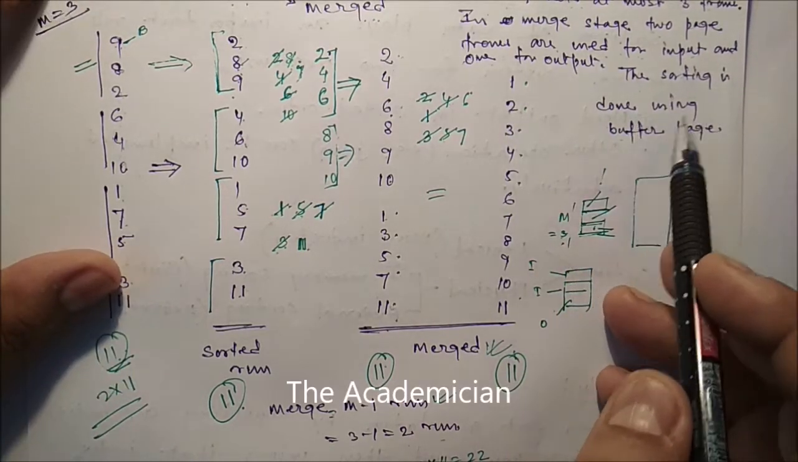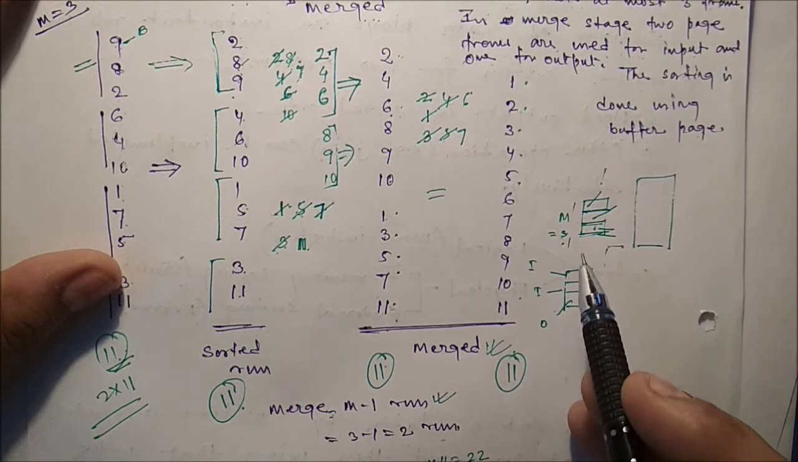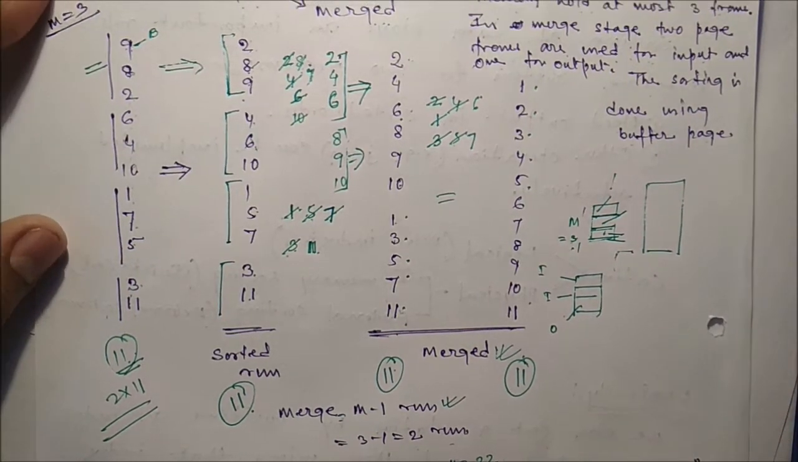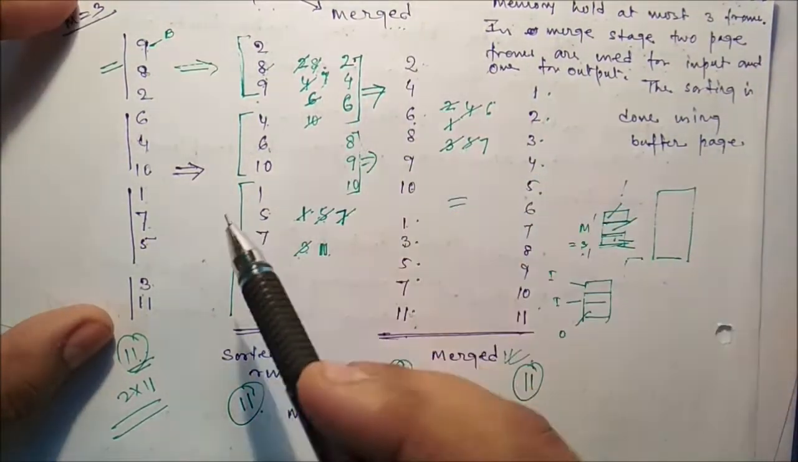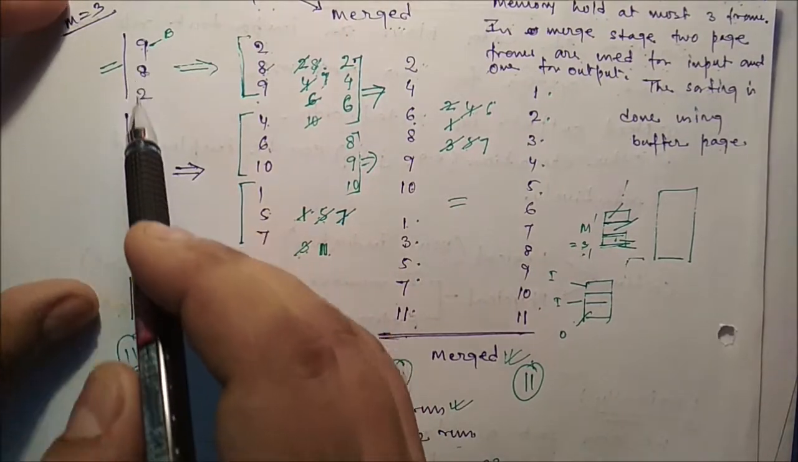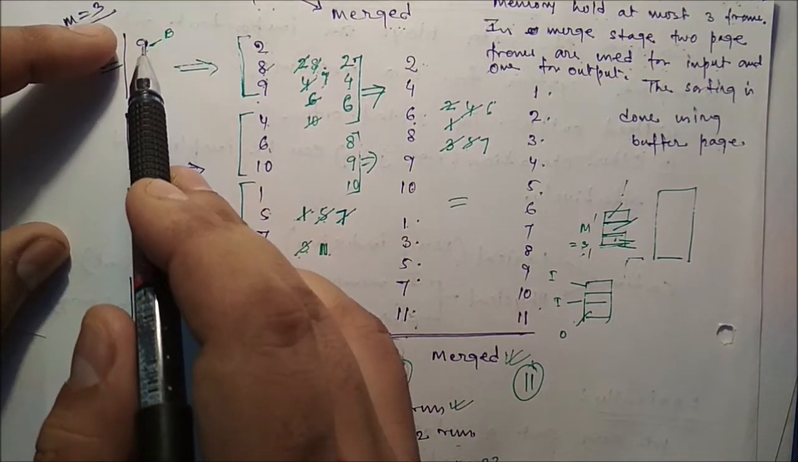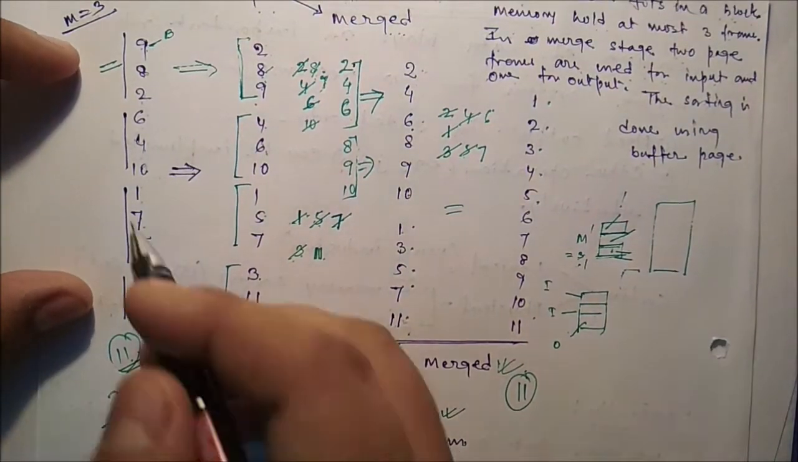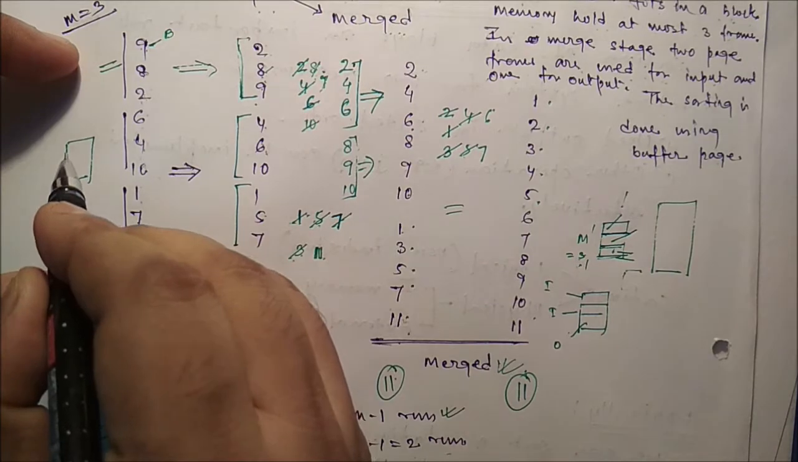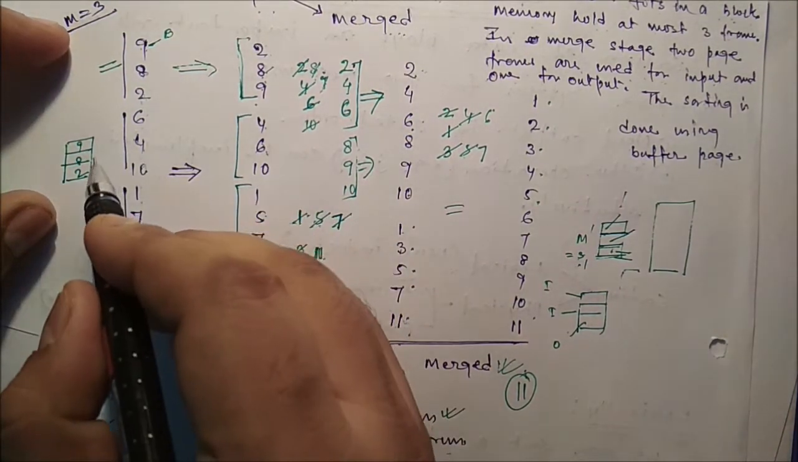The sorting is done using a buffer page. So in a buffer page the sorting is done. Now we can see the two sections are the sorted run and merge. Each and every time we can store only three blocks. Say if it is 9, 8, 2, we can store 9, 8 and 2 in memory. Then apply the sorting algorithm.